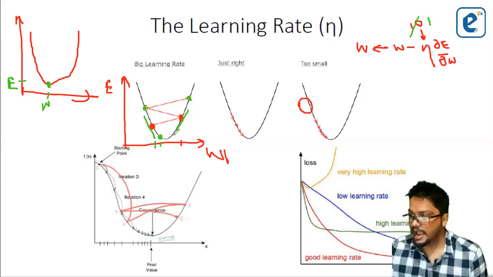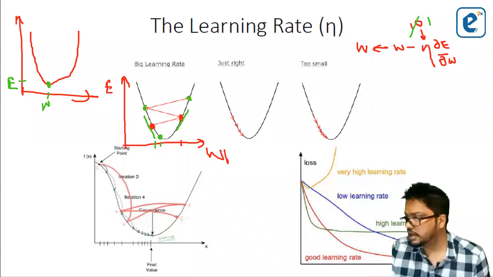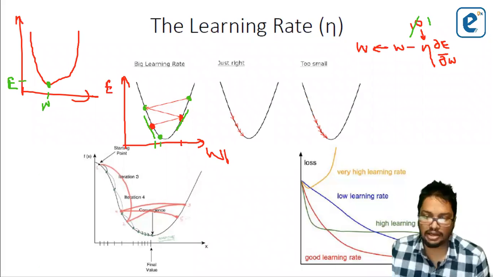So what can we do? Without making the learning rate too large, we can have a small value, a very small value.